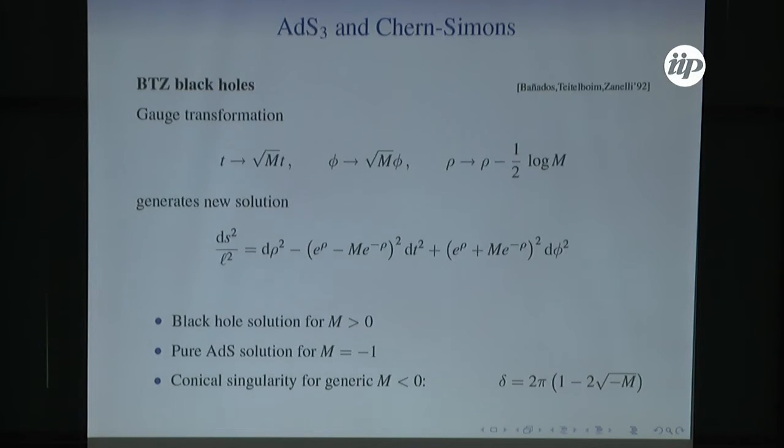So here's a coordinate transformation that changes the solution. Starting from the AdS solution, I produce another solution which now has a horizon when m is a positive number. So for this particular solution, for positive m, it is a black hole. For m equal to negative 1, it gives just the empty anti-de Sitter space metric. And for generic negative m, it is a metric with a conical defect. It can be a conical deficit or conical surplus. So this is the deficit angle for negative m.